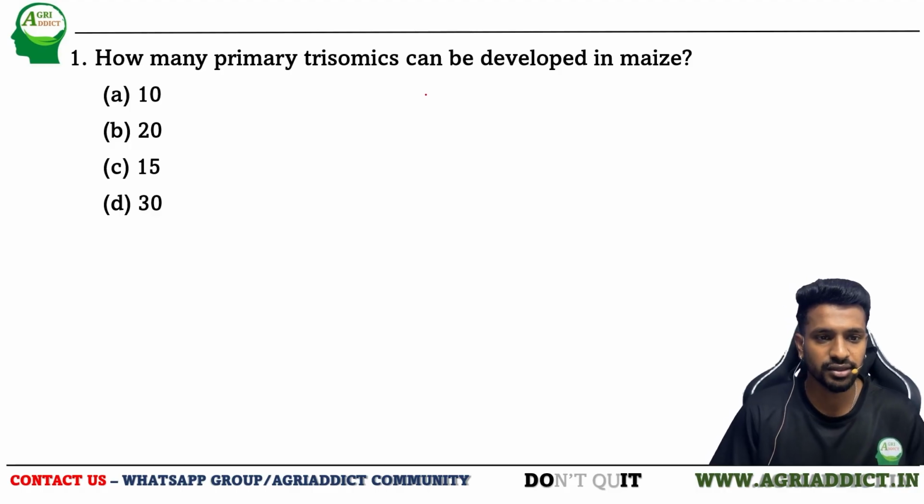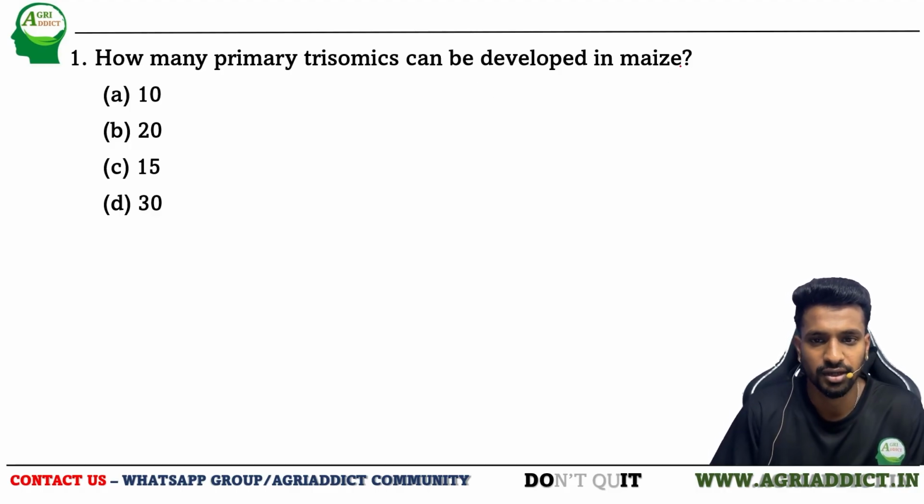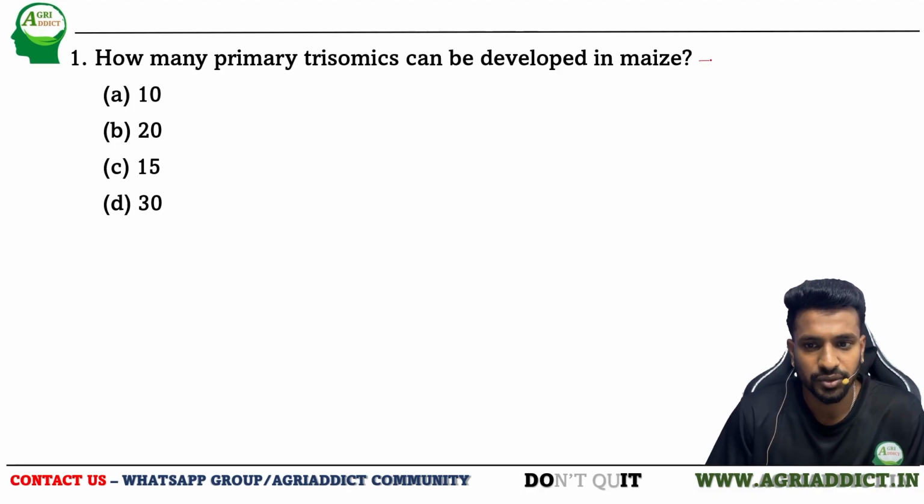So the very first question is, how many primary trisomics can be developed in maize? To answer this question, you have to know two concepts. One is the chromosome number of maize. In the diploid state, it is 2n equal to 20.